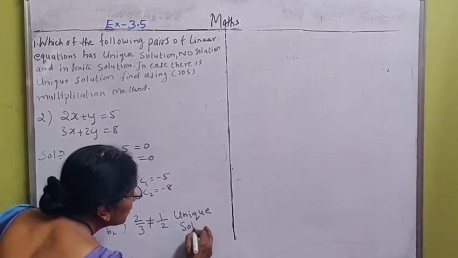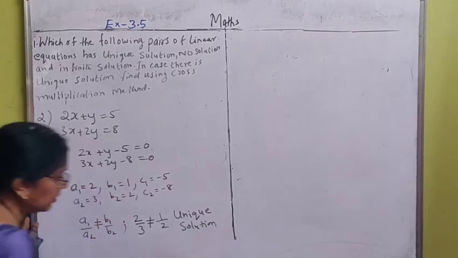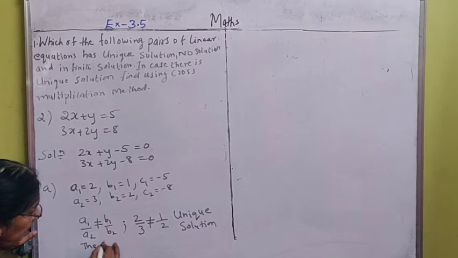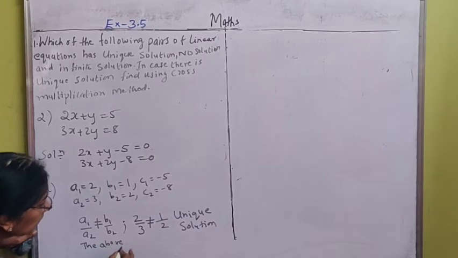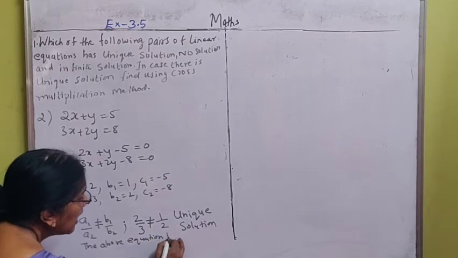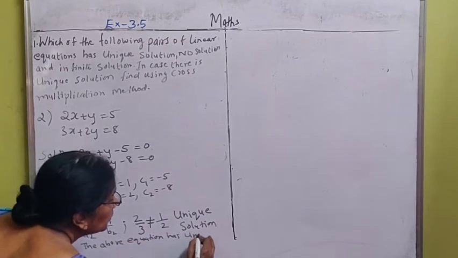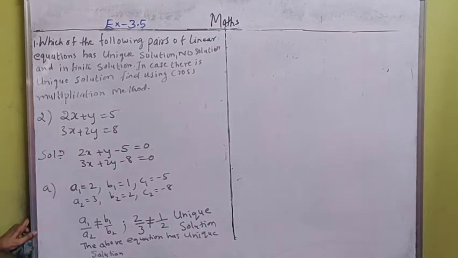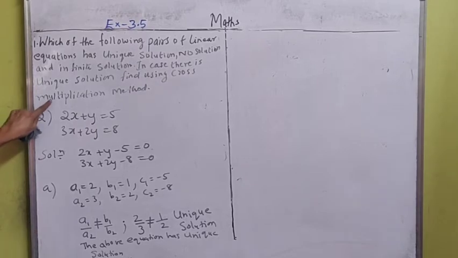Unique solution. So what you can say is that the above equation has a unique solution. So what is told? If it has a unique solution, what is told? Find using cross multiplication the value of x and y.